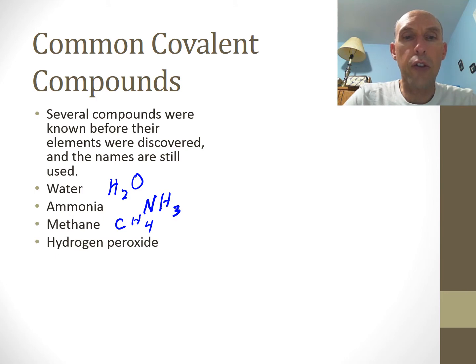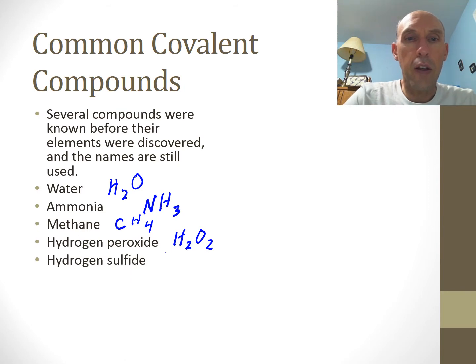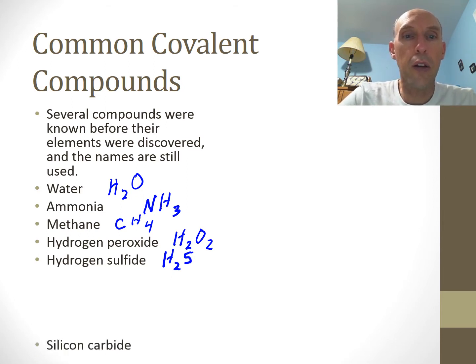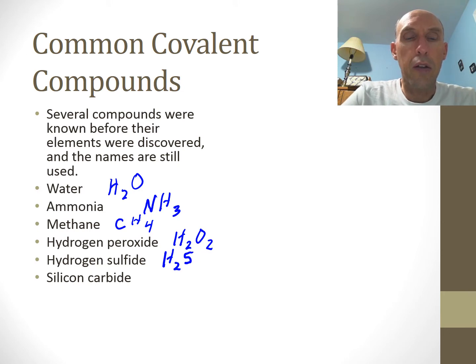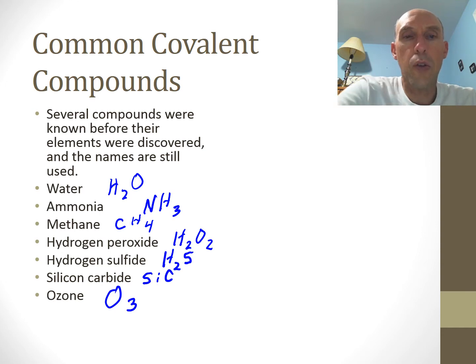Hydrogen peroxide, you've got this at home. You use it for cleaning cuts. H2O2. Hydrogen sulfide, H2S. The naming system for it is just like an ionic compound, but it happens to be covalent. Silicon carbide, those really hard drill bits and sawtooth blades, SiC. And ozone, the gas O3. Okay, so those are the common ones.